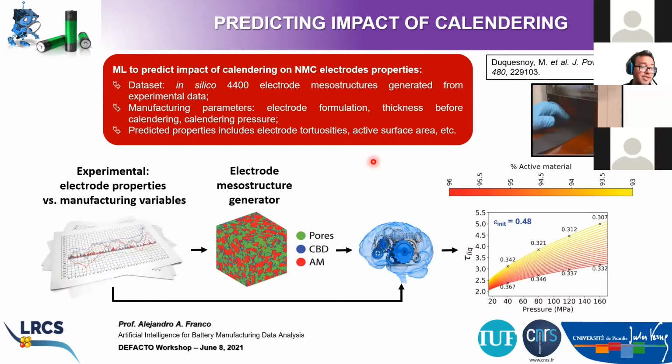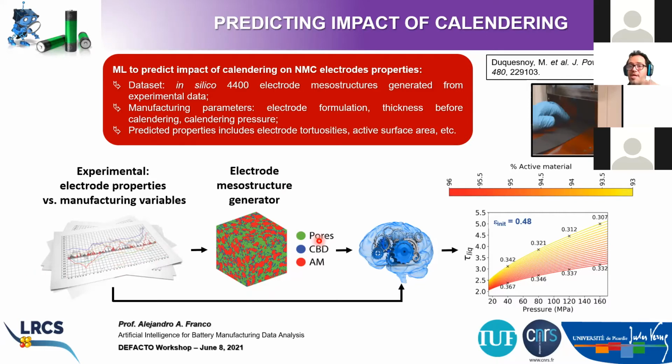Another application of machine learning can be to optimize the calendering process of the electrodes. And this is something that once again you can do if you collect experimental data. Then you feed this experimental data in an electrode structure generator in 3D that is going to localize randomly the particles of active material, carbon binder, and also pores. You can characterize these structures depending on the calendering conditions in terms of tortuosity factor, in terms of conductivity, and so on. You can do all this in silico, that means in the computer.